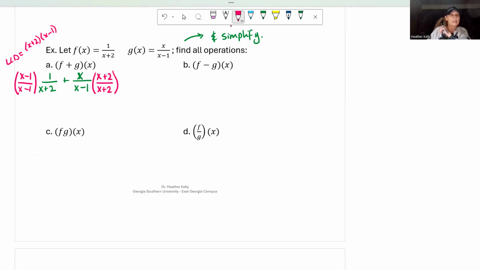All right. Now let's clean this up. So we're going to multiply through because we're just trying to make it one fraction. So 1 times x minus 1. So we get x minus 1 plus x times x is x squared. X times 2 is plus 2x. And that is now all over x minus 1, x plus 2. I did not leave at all enough room on this. So I'm just going to mark this out and we'll do it over there.